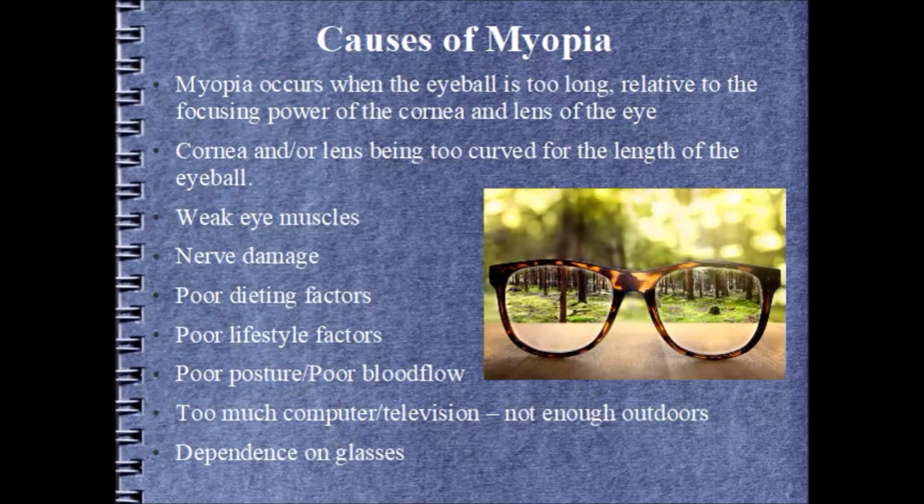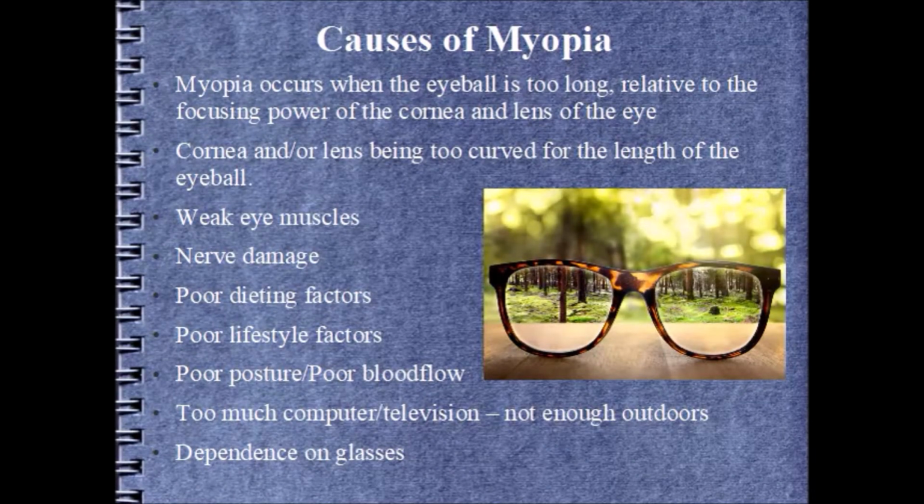What causes myopia? Myopia occurs when the eyeball is too long relative to the focusing power of the cornea and the lens of the eye. So the light that enters the eye is unable to get to the back of the eye and the image becomes blurry. The cornea and or lens can be too curved for the length of the eyeball. Weak eye muscles can cause it. Nerve damage, such as optic nerve damage.